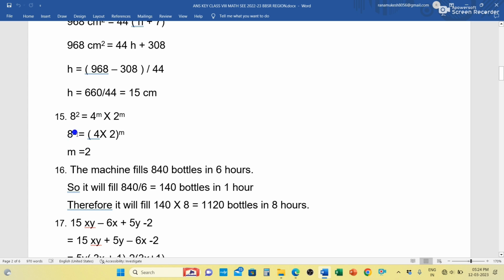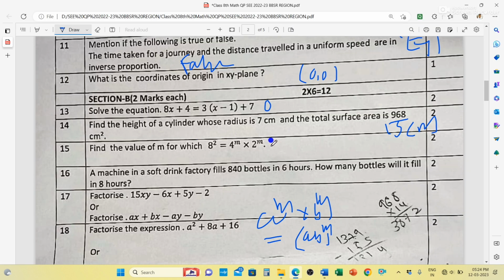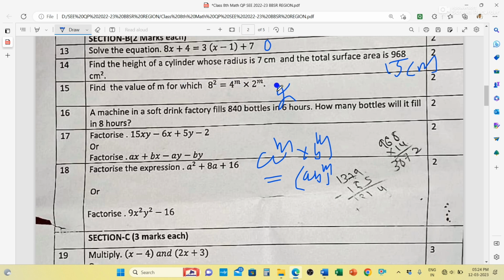So 8 to the power 2 equals 4 twos are 8, 8 to the power m, that means m equals 2. So here m equals 2. Okay, you can check the answer by putting the value of m here. You can check if your answer is correct or not.